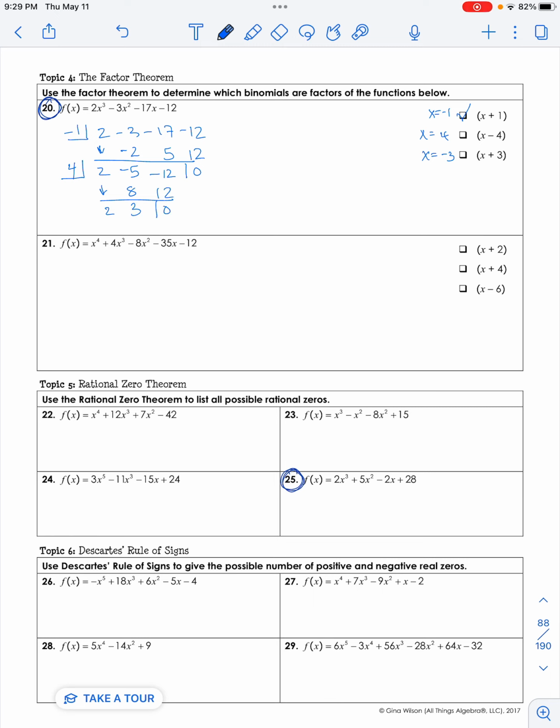Now the last one, x plus 3, I could do synthetic division here and bring down the 2, and then 6, and add that to 9. That's going to be -3, excuse me, -6 and -3. And that is not going to work. So -3 is not a root, and x plus 3 is not a factor, but x equals -1 and x equals 4 are roots of this polynomial.